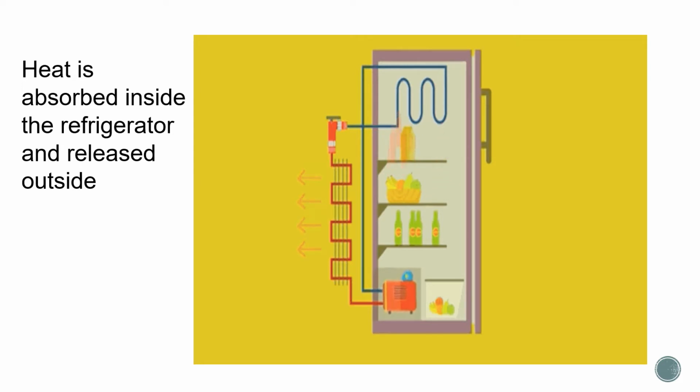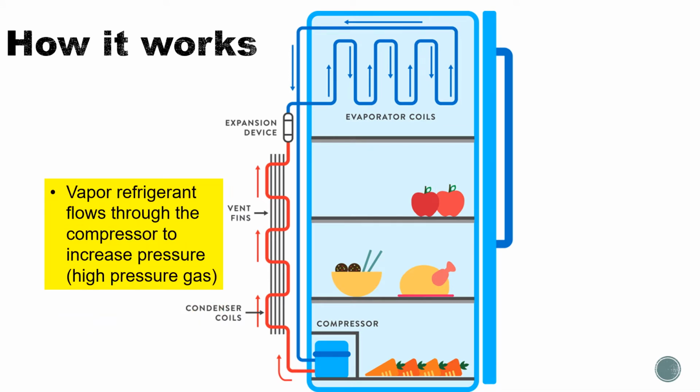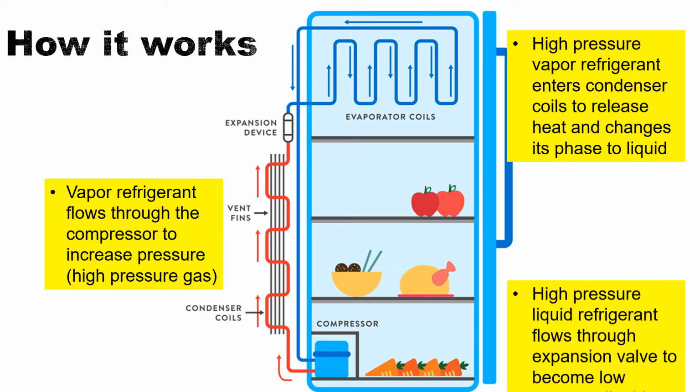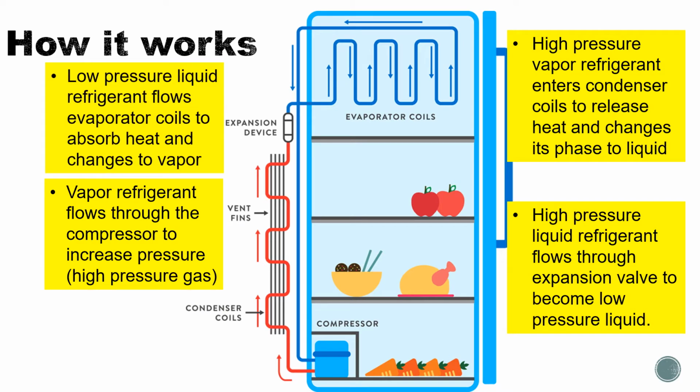How does a refrigerator work? Heat is absorbed inside the refrigerator and released outside. Specifically, a refrigerator works when the vapor refrigerant flows through the compressor coil to increase pressure to become a high-pressure gas. The high-pressure vapor refrigerant enters the condenser coils to release heat and changes its phase to liquid. The high-pressure liquid refrigerant flows through the expansion valve to become low-pressure liquid. And low-pressure liquid refrigerant flows through the evaporator coils to absorb heat and changes to vapor.